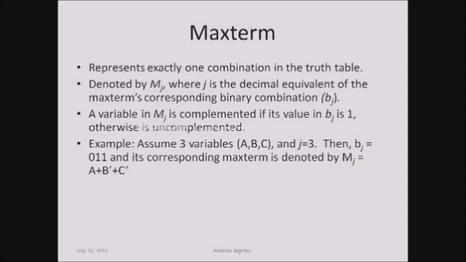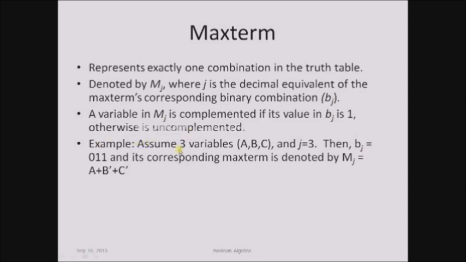Now what is a max term? As I told you, it is similar to the min term, but here it is a sum term. But there is one more difference. It is denoted by capital M suffix j, where j is the decimal equivalent of the max term's corresponding binary combination bj. A variable in Mj is complemented if its value in bj is 1. So a max term is a sum term, and if any variable in it contains the value 1, it is represented in complemented form, and the other variables are represented in uncomplemented form.